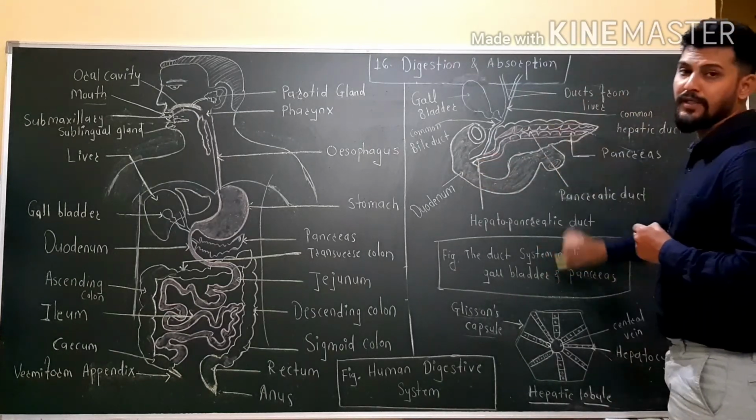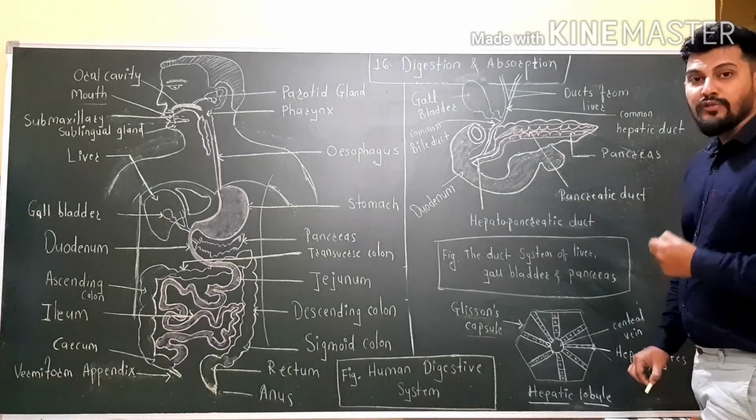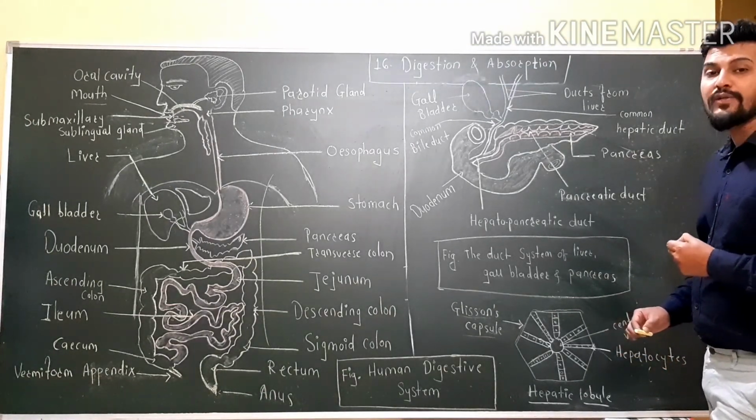The endocrine functioning of the pancreas releases hormones like insulin, glucagon and somatostatin.